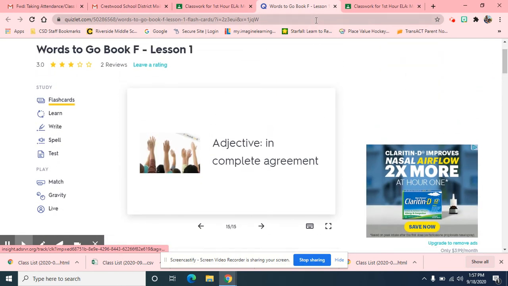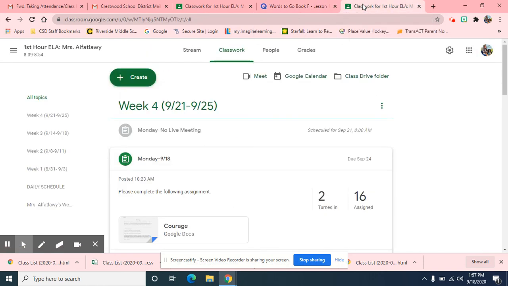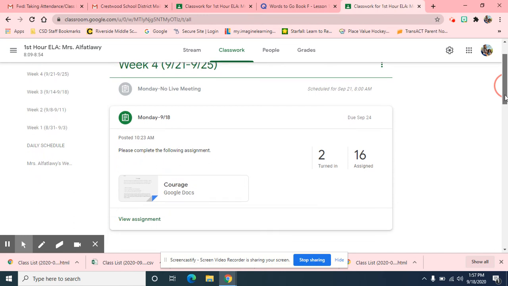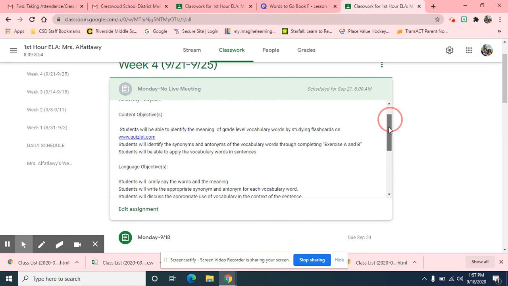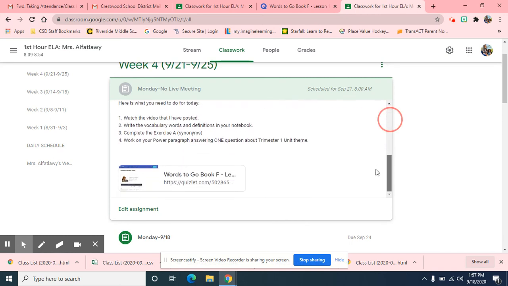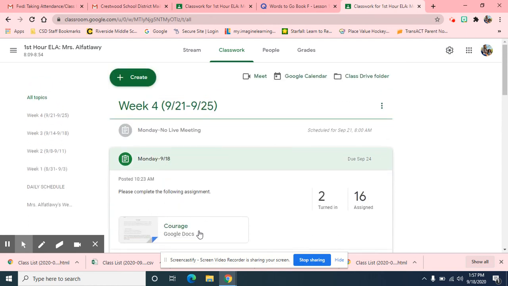So once you practice and you have all of those words written down in your notebook, you're going back to Google Classroom, and then you're going to continue the quiz that you will see here, which is under the classwork under Monday. And then you will have a quiz at the bottom, and then the theme of courage. So I want to go over that for people that missed the class on Friday.